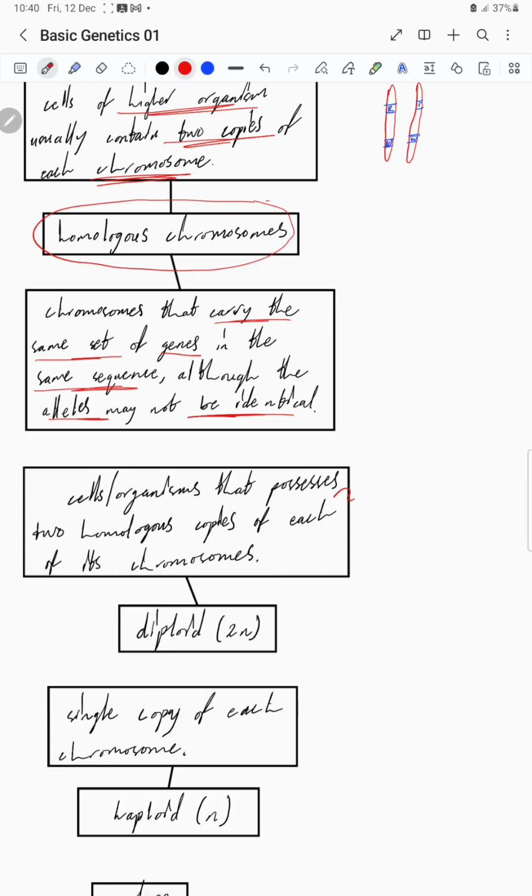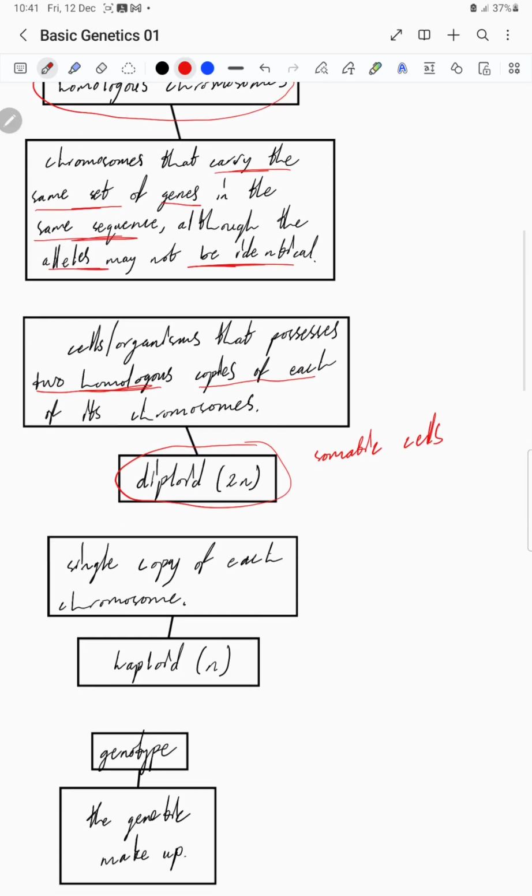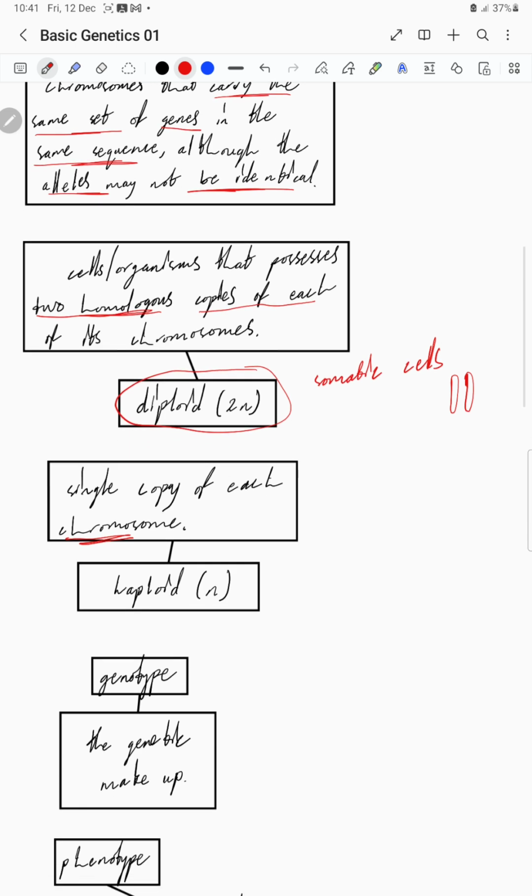So cells or organisms that possess all homologous copies of each of their chromosomes are said to be diploid. These are, for example, the somatic cells of the body. And then we also have a single copy of each chromosome. This is the 2n, which is a double copy of the homologous chromosomes. And here we have a single copy of each chromosome. This is called haploid or n chromosome, because we'll be having only one allele. Let's say R here for color.